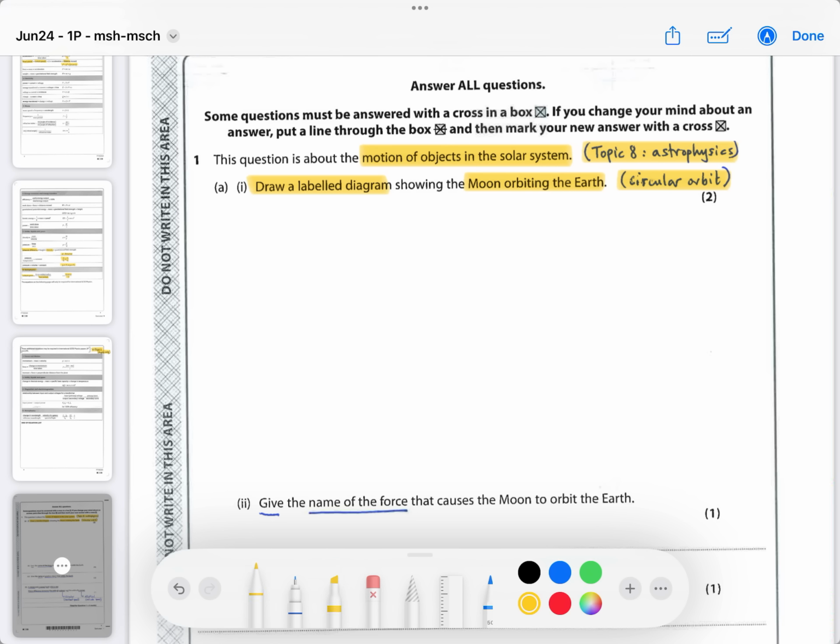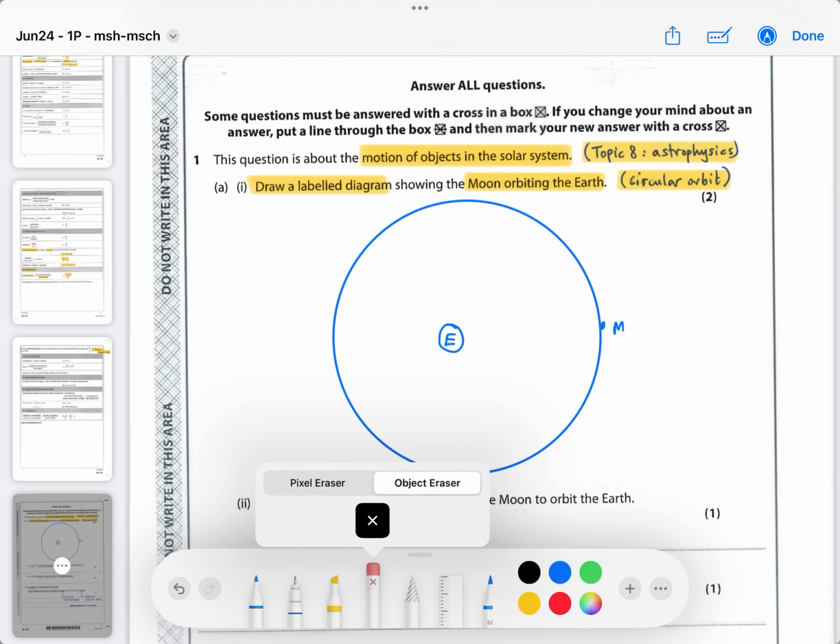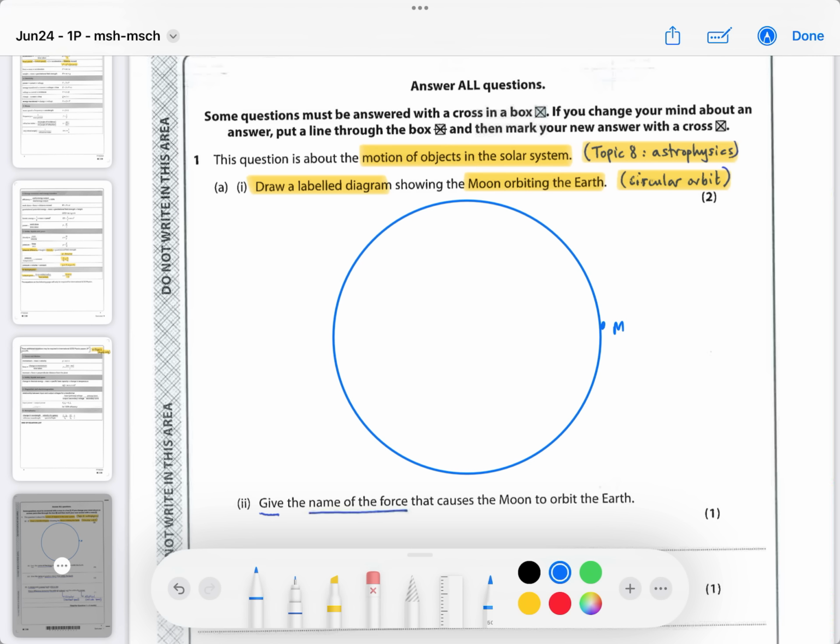So if you draw the Earth in the middle, and then the Moon round it, and then you try and draw a nice circle going round the Earth, yeah, there's my circle. Let's just erase the Earth now the circle's come out, and redraw the Earth in the middle.